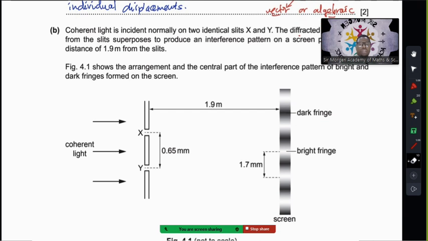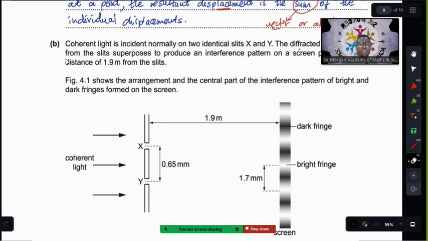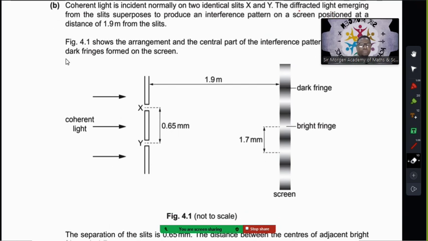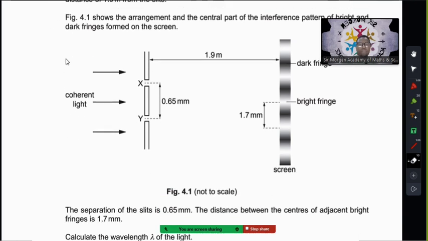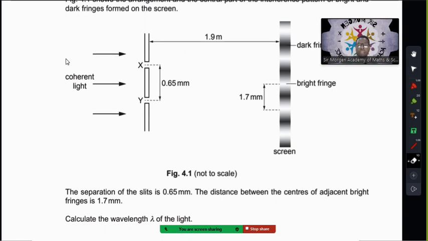Fig 4.1 shows the arrangement and the central part of the interference pattern of the bright and the dark fringes formed on the screen. Right, this is the diagram. What are we having down there? The separation of the slits is 0.65 millimeters. The distance between the centers of adjacent bright fringes is 1.7 millimeters. Calculate the wavelength of this light.